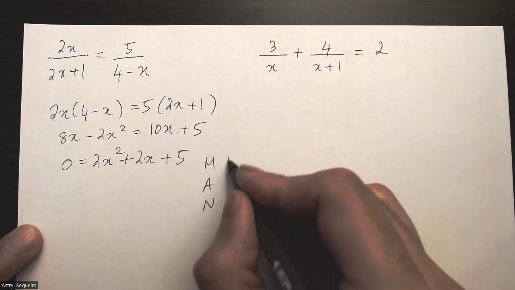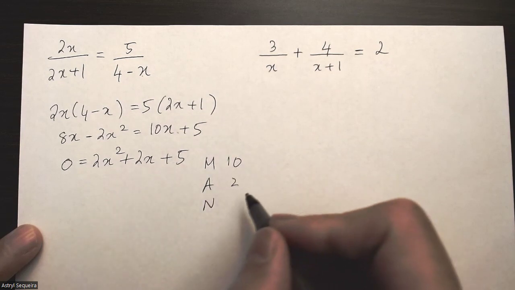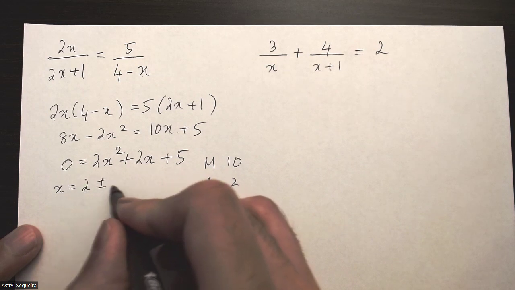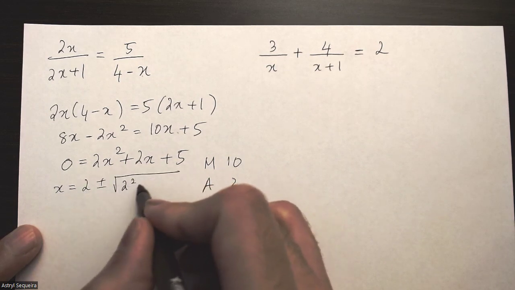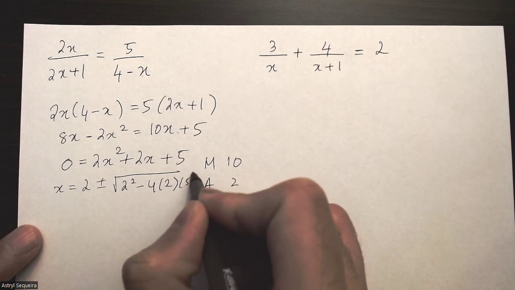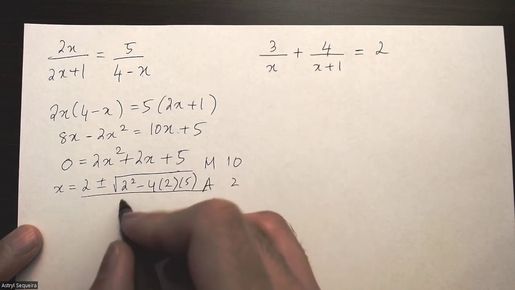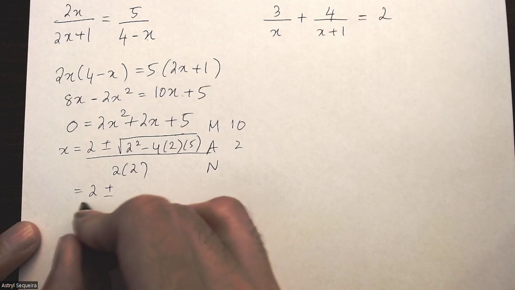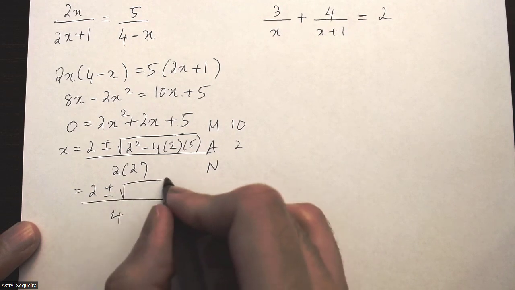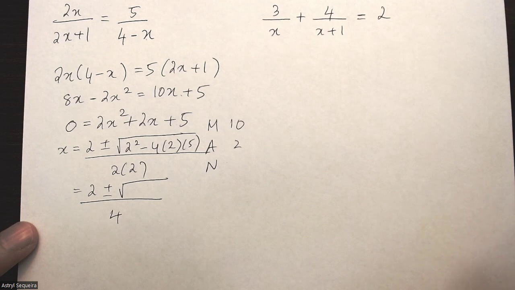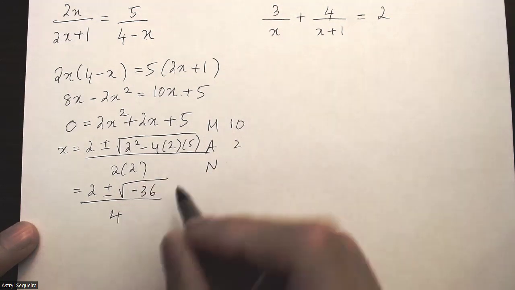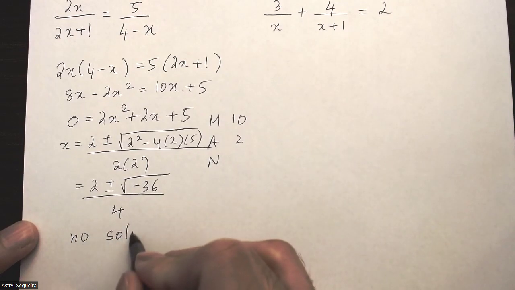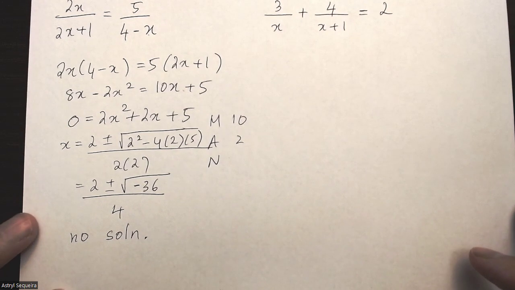So 2 times 5 is a multiplication of 10. My addition is 2. That's not possible. So I'll try the quadratic formula to see if that works. And this is also not going to work, but I'll show all the steps. So we have a negative discriminant, and if you have a negative discriminant, it's not possible to solve it, which means there are no solutions to the first question over here.